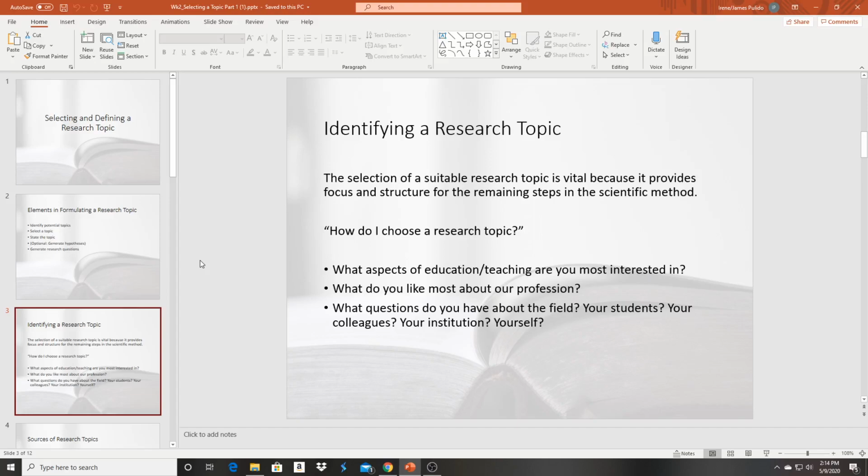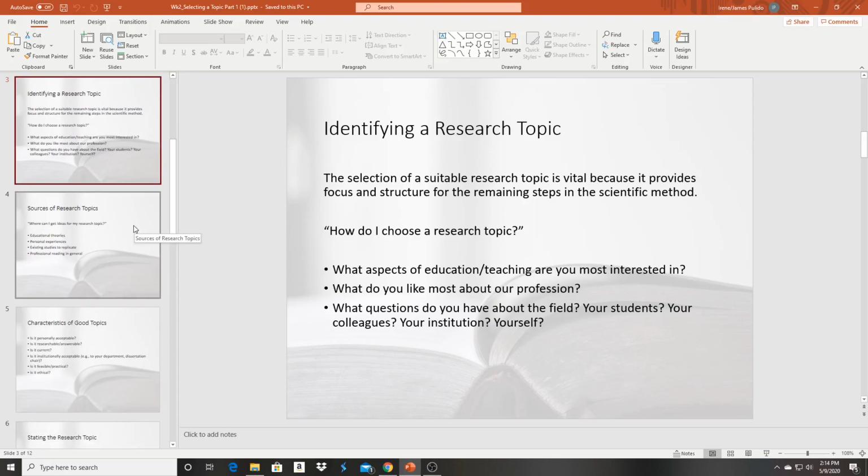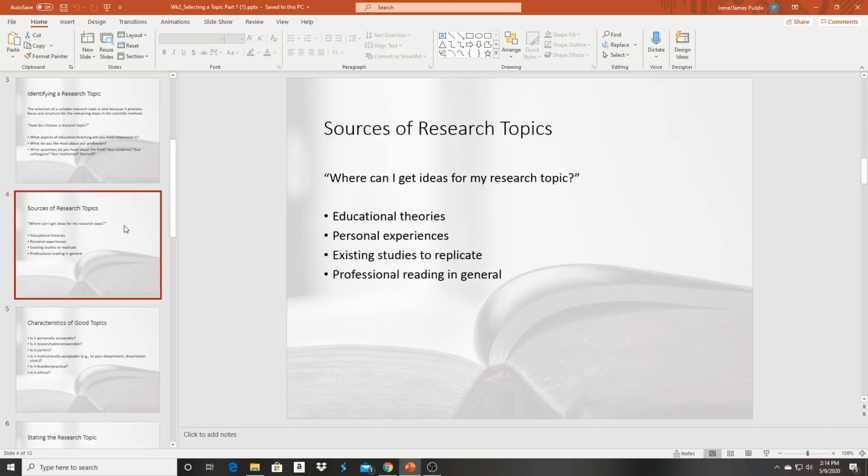It needs to be suitable. What aspect are you most interested in your discipline? What do you like most about your profession, and what questions do you have in the field? And that's the starting point. Sketch it out with a piece of paper and a pencil. A lot of them you're just going to scratch out and say, no, this is going to work or not. Okay, where can I get my ideas?